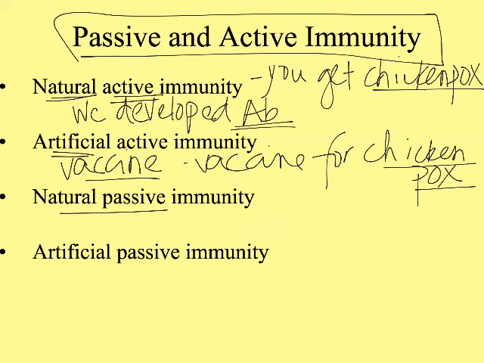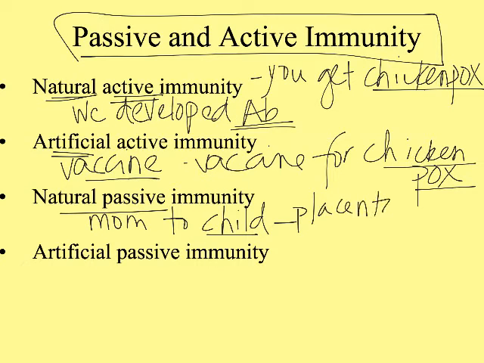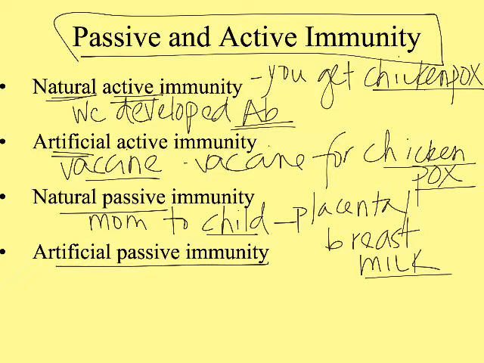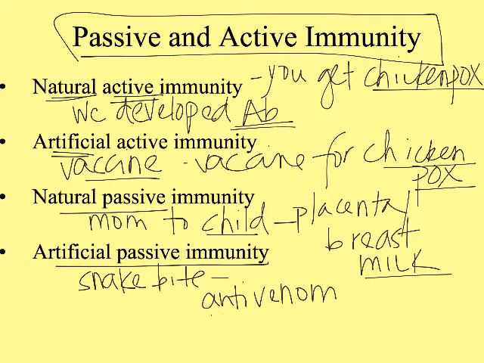Okay, natural passive would be mom to child. It would be through the placenta or through breast milk. That's how that one works. That doesn't last forever, right? You only keep it as long as 6 months, 4 months. Then artificial passive would be like if you have a snake bite or a spider bite, and we give you anti-venom. So we're giving you the antibodies to it. That's not going to last very long at all, okay?